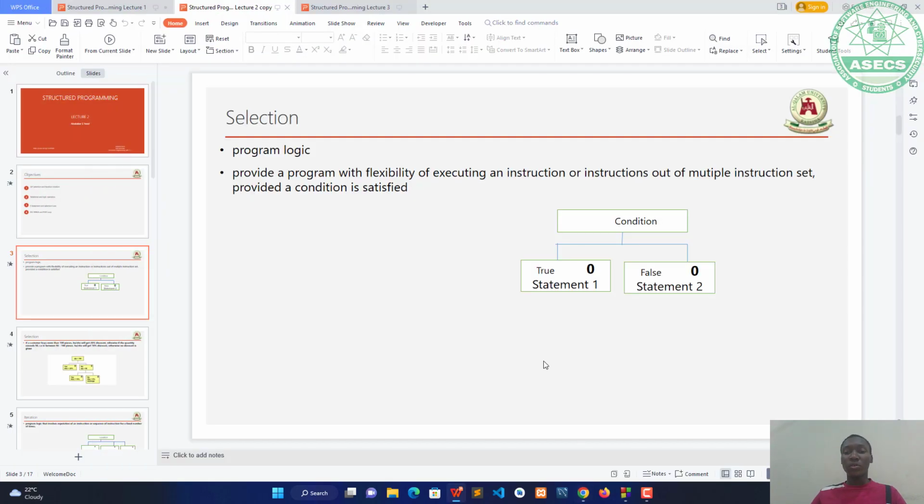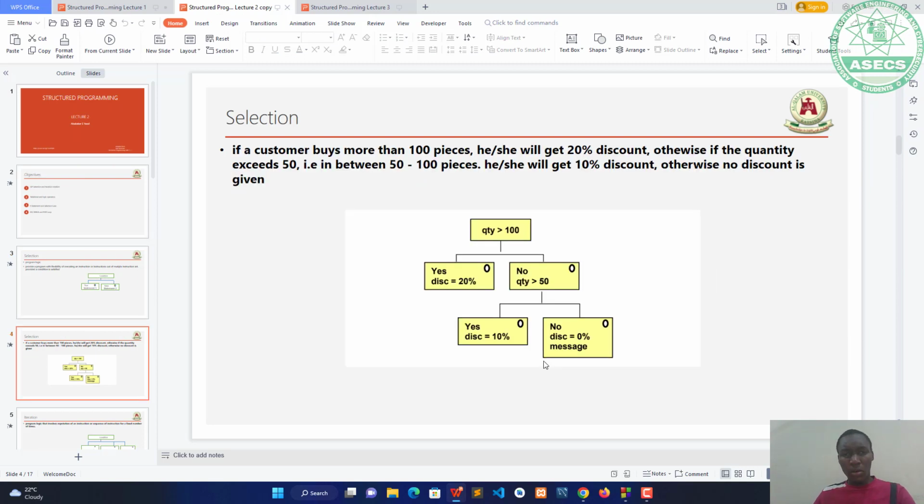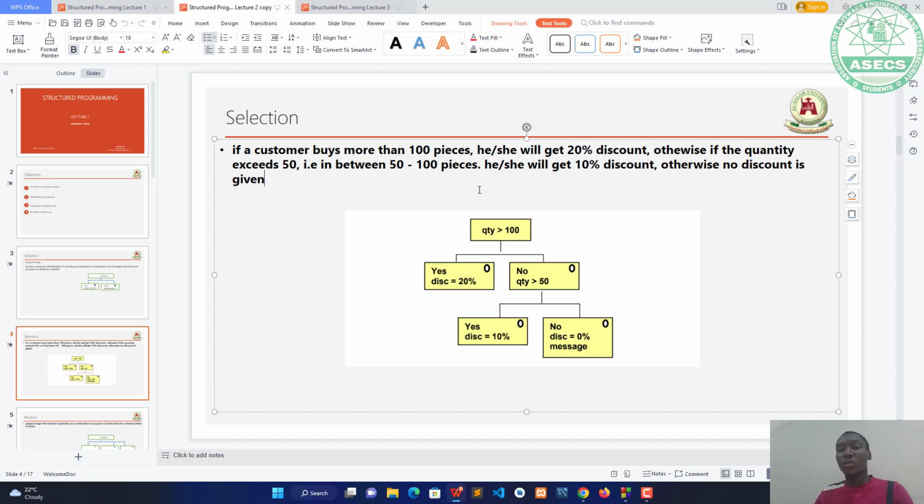So let's continue. Now a problem is presented. If a customer buys more than 100 pieces, he or she will get 20% discount. So if a customer buys more than 100 pieces, you have already seen a condition here: give a 20% discount. So that's your selection. Otherwise, if the quantity exceeds 50 but is less than 100, in between 50 and 100 pieces, he or she will get 10% discount. Otherwise, if the customer buys fewer than 50, no discount is given.